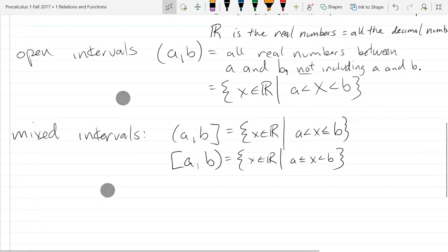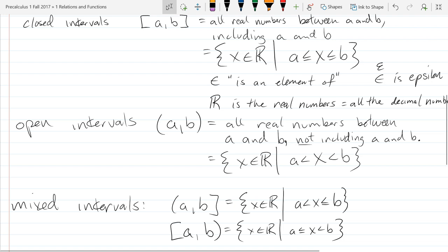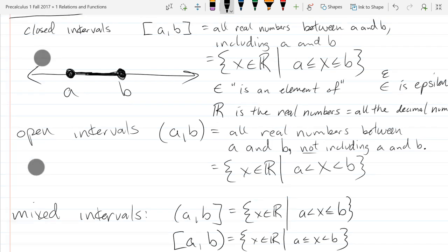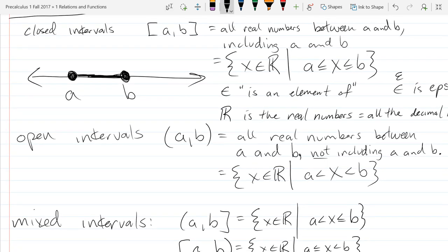Now, number lines can be very useful. So how do you draw these out with a number line? If you have a closed interval, there's my real number line. A always has to be less than B, or these don't make any sense. So you have A, B. On a number line, normally we would just shade in that middle part right there. Looks kind of like a barbell, like that. I prefer to use this notation where I actually put square brackets in here.